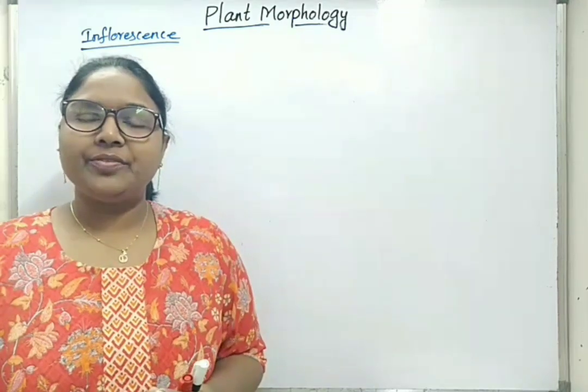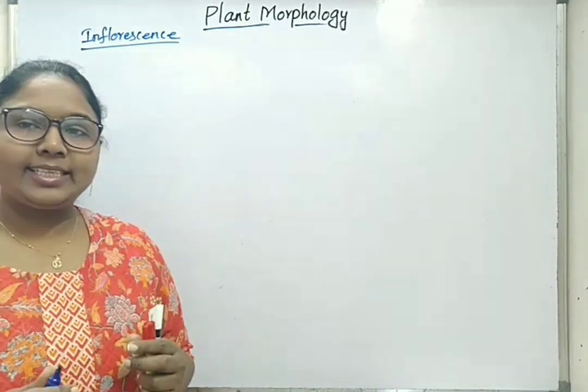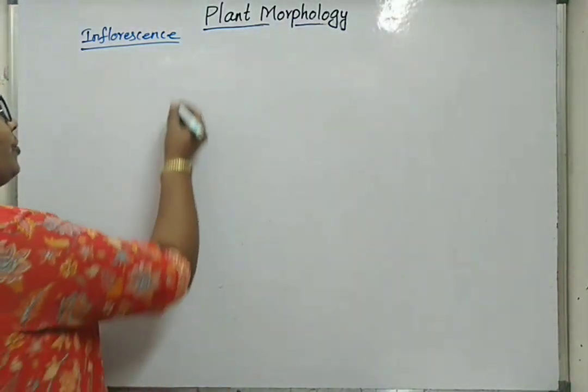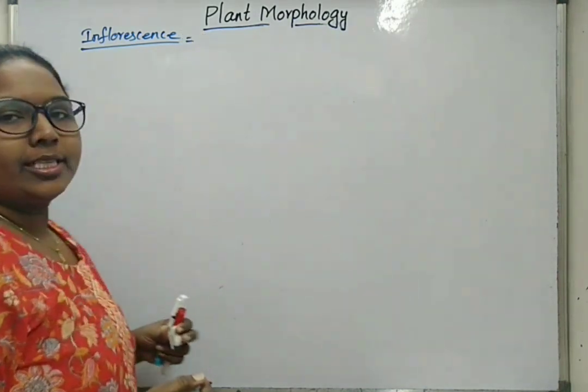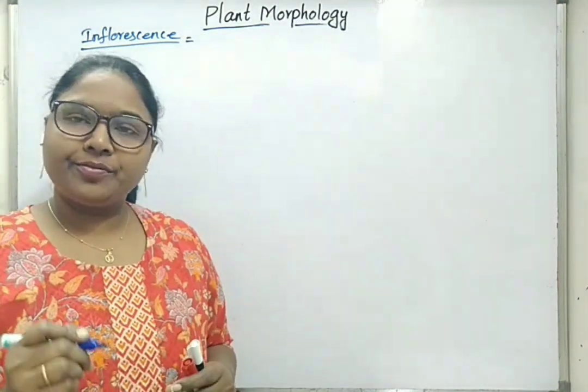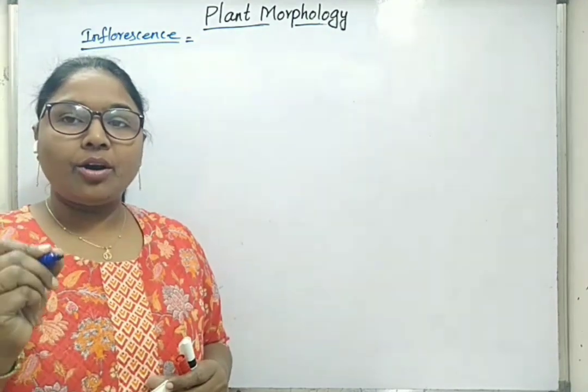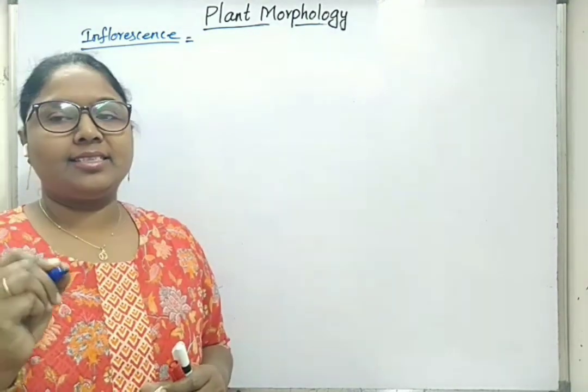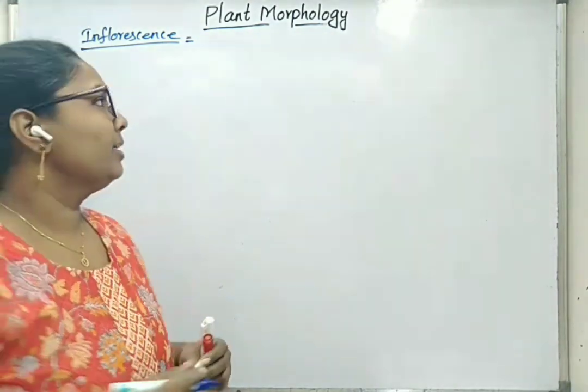Hello students, now we will learn about inflorescence and types of inflorescence. So what is meant by inflorescence? Inflorescence means arrangement of flowers or florets on the main floral axis is called as inflorescence.